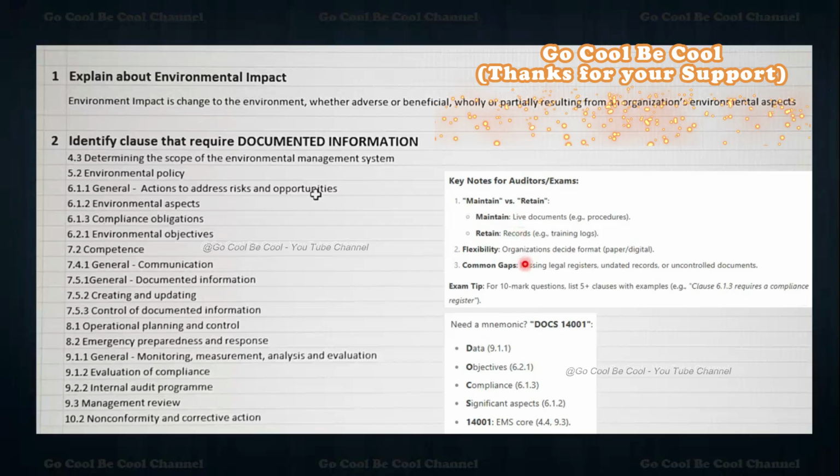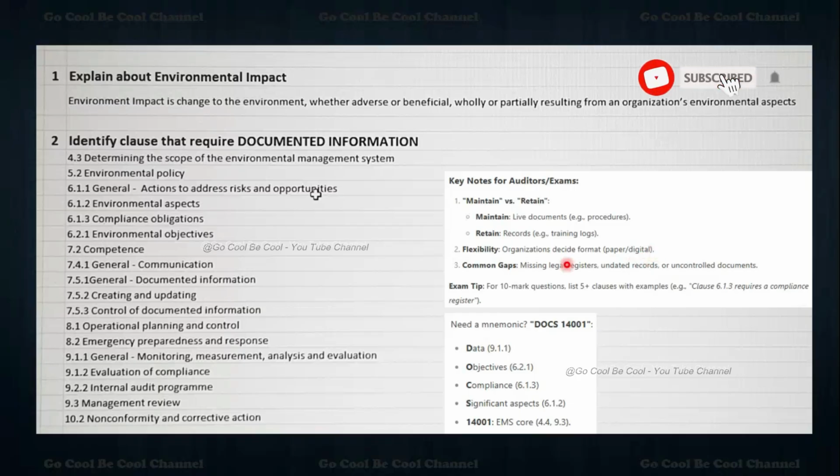Flexibility talks about the organization's desired formats: paper, digital and everything. That one is a common gap. Common gaps we have: missing legal registers, undated records, or uncontrolled documents.